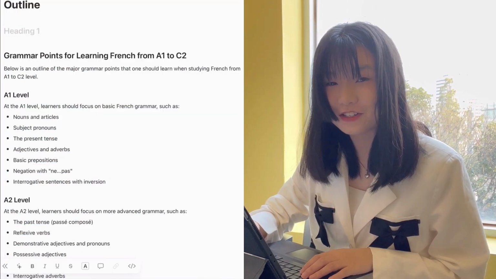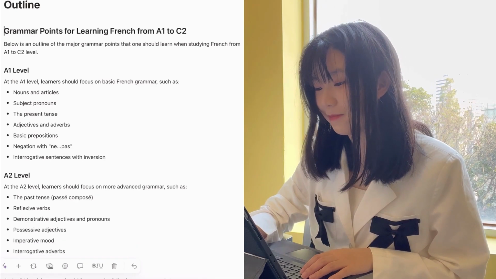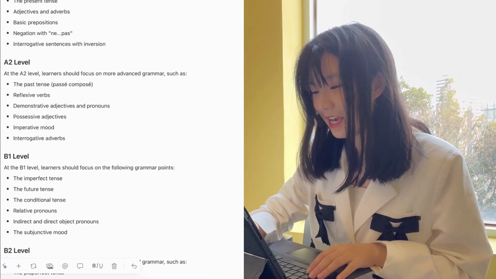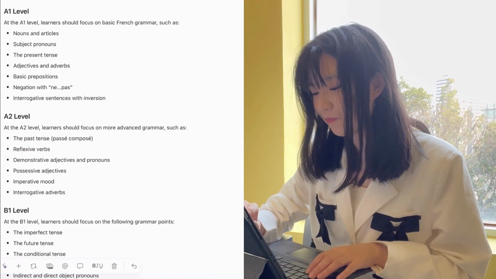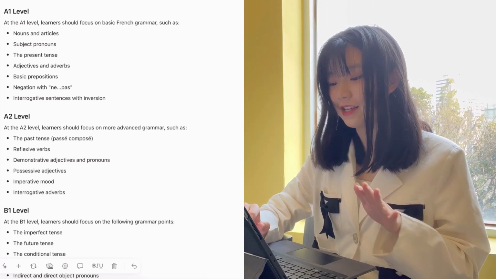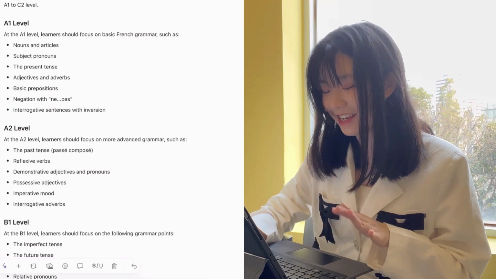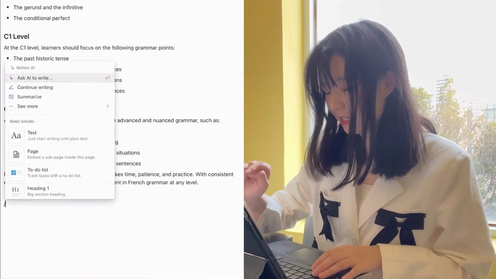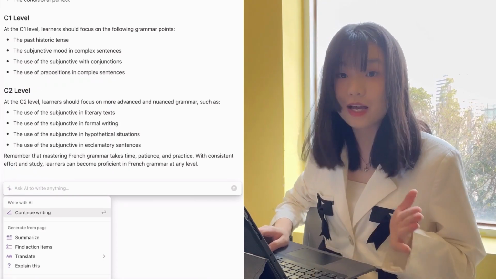Because I learned French in my university, and my level is approximately between A1 to A2, and as far as I know, I think the basic topics that are required to be covered for A1 and A2 are already included here. That's good. Now I'm going to ask Notion AI to help me to write an outline for vocabulary.